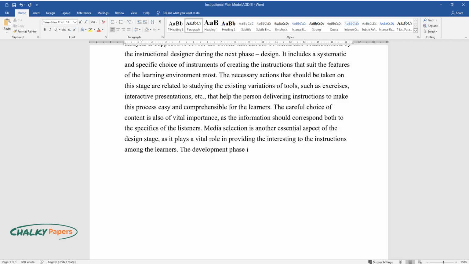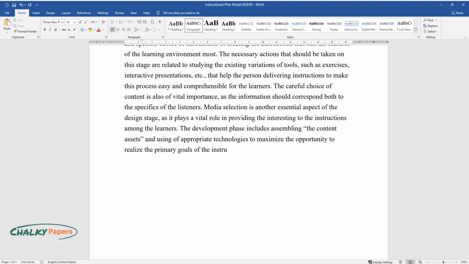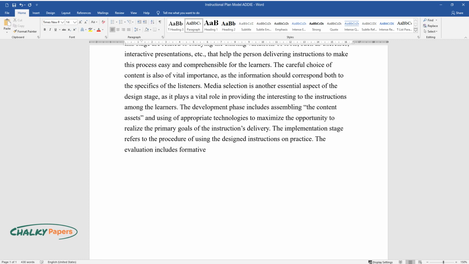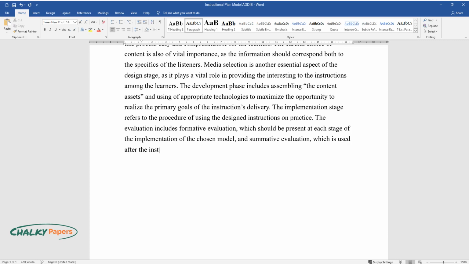The development phase includes assembling the content assets and using appropriate technologies to maximize the opportunity to realize the primary goals of the instructions delivery. The implementation stage refers to the procedure of using the designed instructions in practice. The evaluation includes formative evaluation, which should be present at each stage of the implementation of the chosen model, and summative evaluation, which is used after the instructions are delivered to assess their effectiveness.